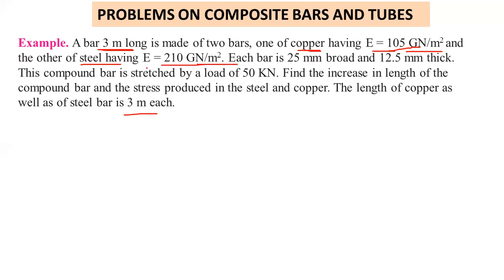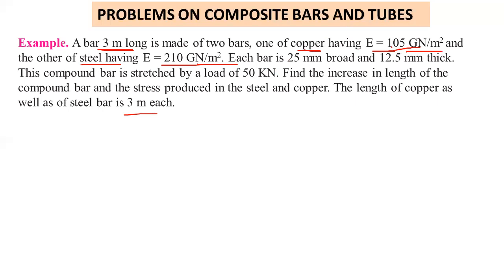Okay, so here you can observe that the Young's moduli are different for different materials. Here the steel material has a higher Young's modulus than copper. Copper has a low Young's modulus. That means the steel bar has a higher load carrying capacity than the copper bar.